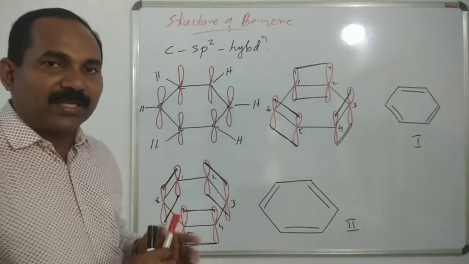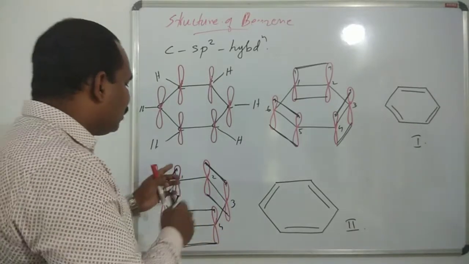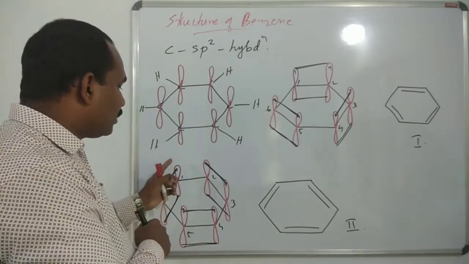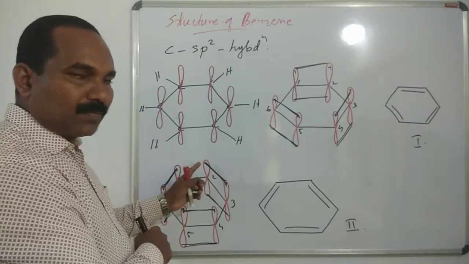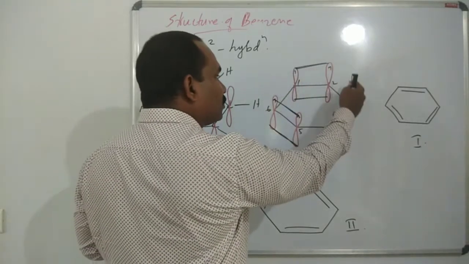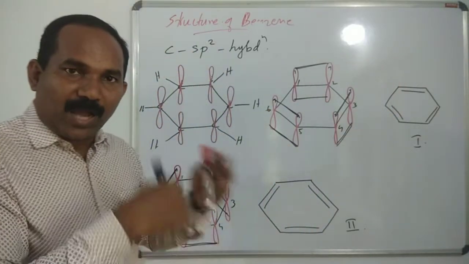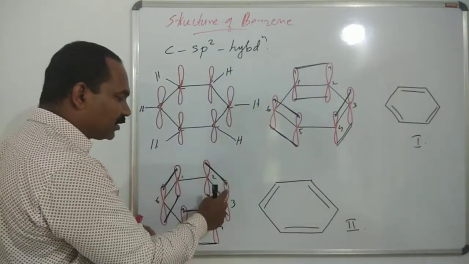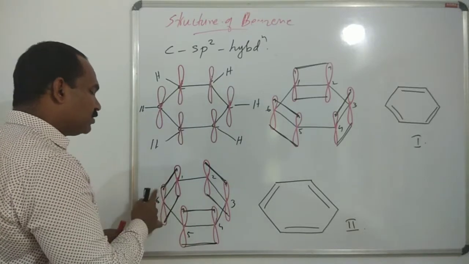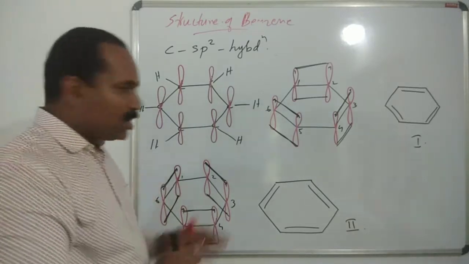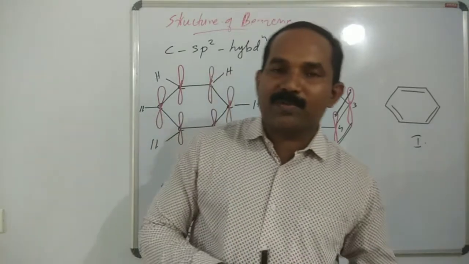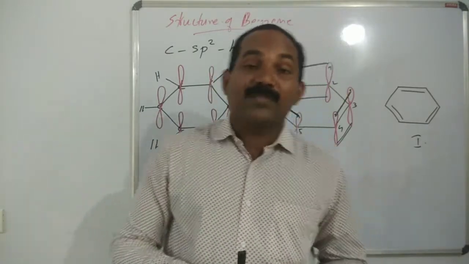That means the possibilities are pi bond formation between 1 and 2, 3 and 4, 5 and 6, which gives one structure. The other possibility is 2 and 3, 4 and 5, 6 and 1. Two possibilities are proposed by valence bond theory.